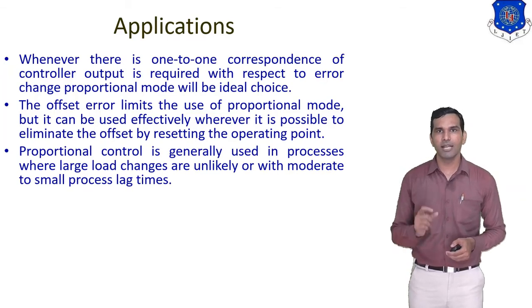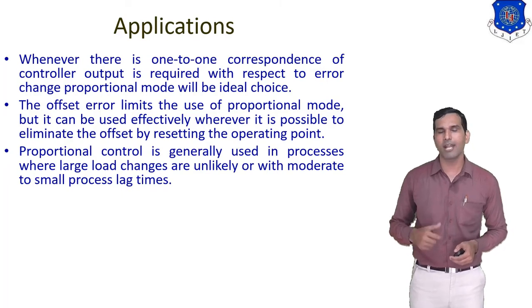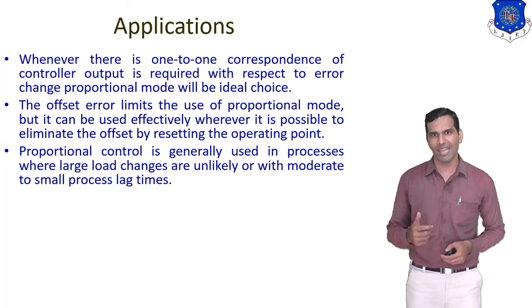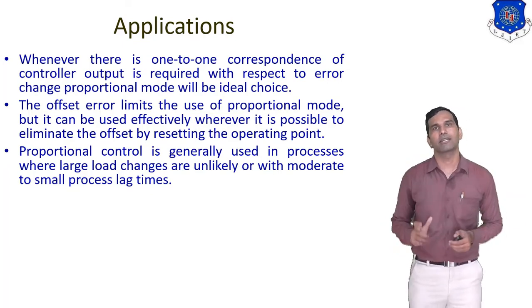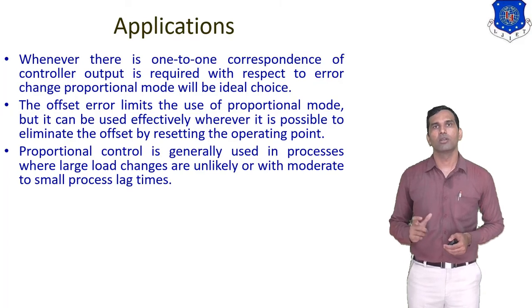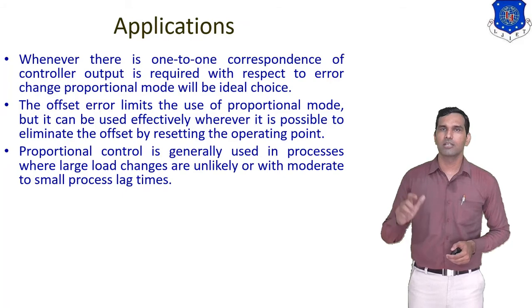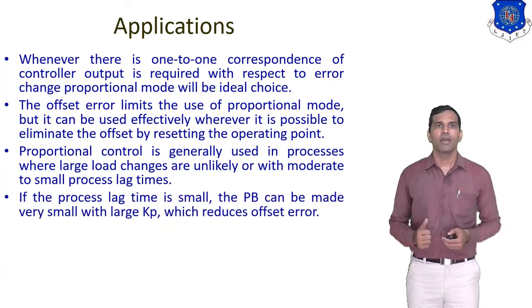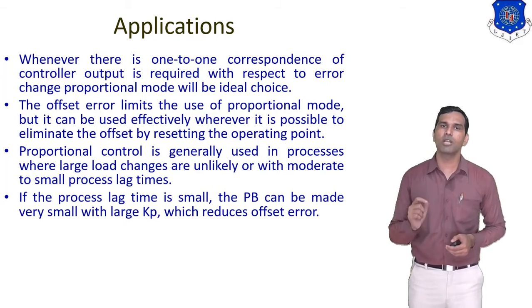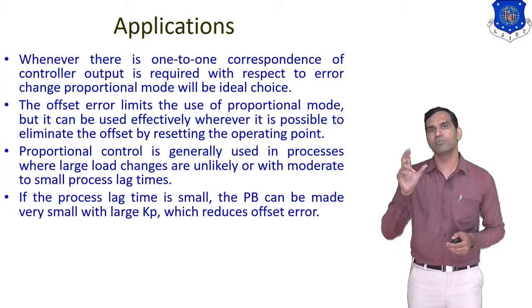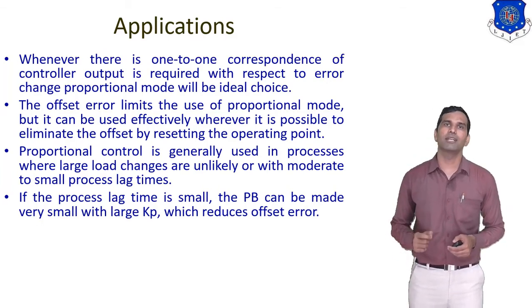Proportional control is generally used in a process where large load changes are unlikely, or within a moderate to small process lag time. That means we can use the proportional band where the process lag is small. If the process lag time is small, the PB, that means proportional band, can be made very small with a large Kp, which reduces offset error.